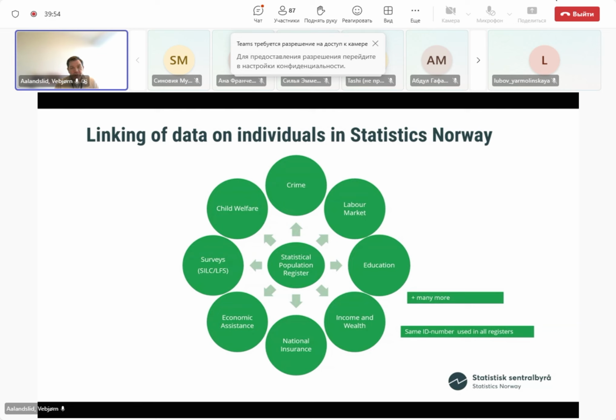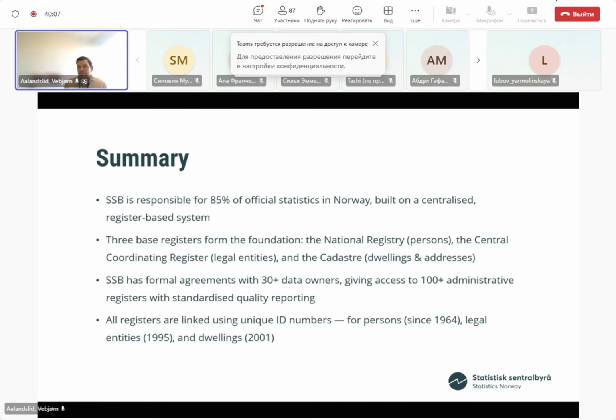So this is, in a very short time, how we have organized the use of administrative data in Norway, and we have spent more than 60 years on doing so, and we have now reached the stage where a lot of our statistics is based on this. We have the three base registers that form the basis of this: the national population registry, the central coordinating register on businesses, and the cadastre on dwellings and addresses.